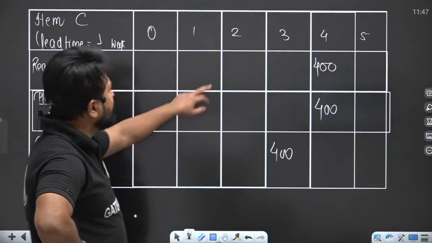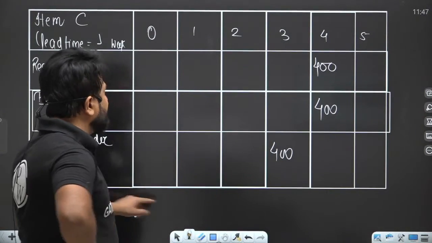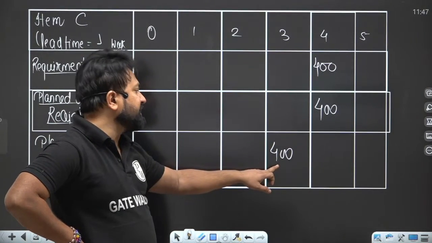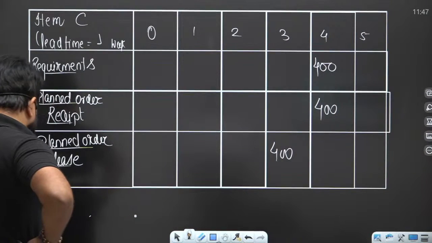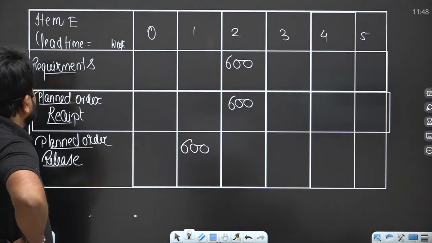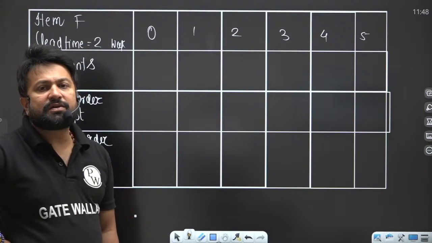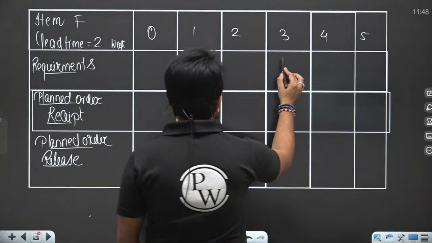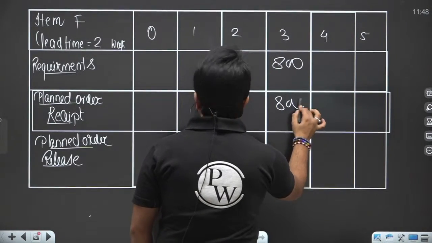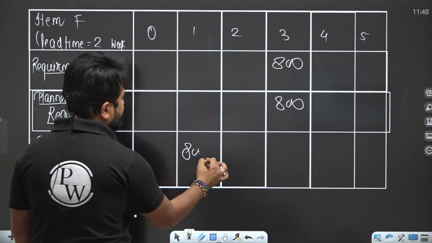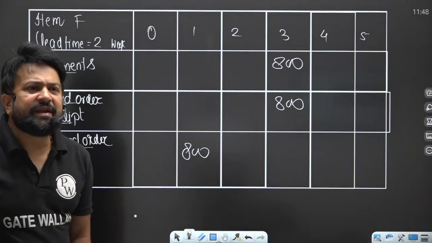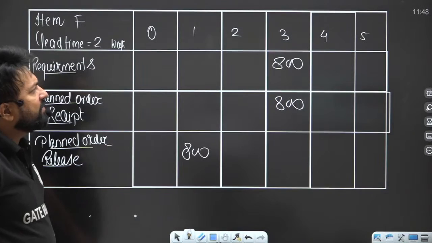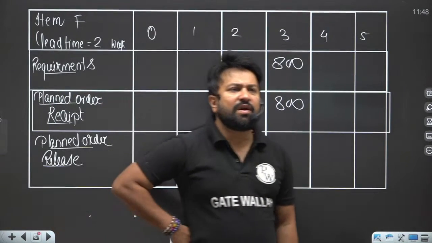This is C, the requirement of C. We are going to release C in the 3rd week. So the requirement of F for C is in the 3rd week, that is 2 times of 400, so F is 800. It should be received 800. Lead time is 2 weeks, so it should be released in the 1st week. Am I clear? Yes or no? So this is the overall plan, my dear.